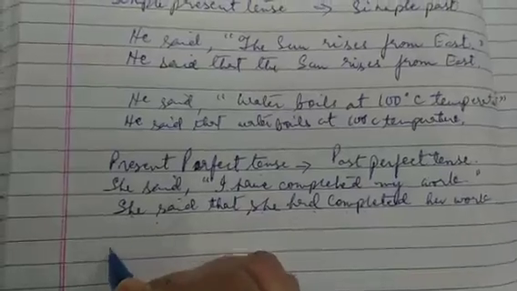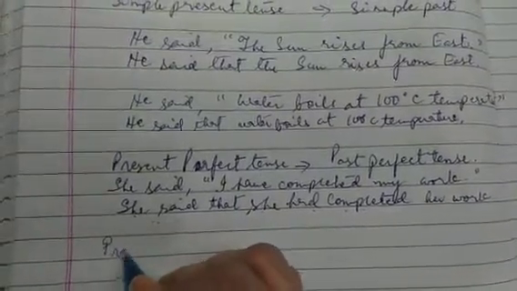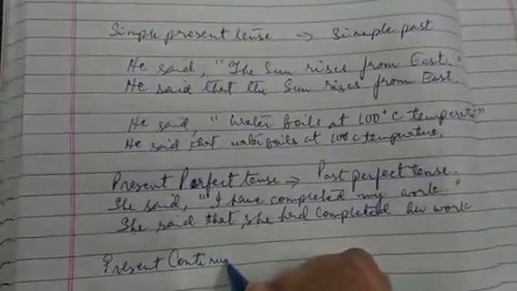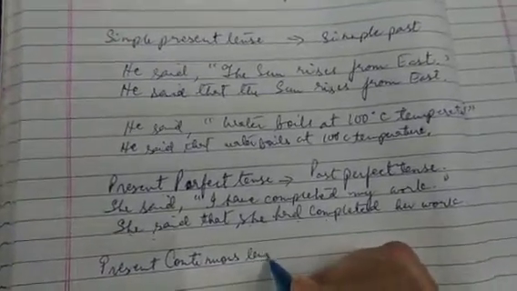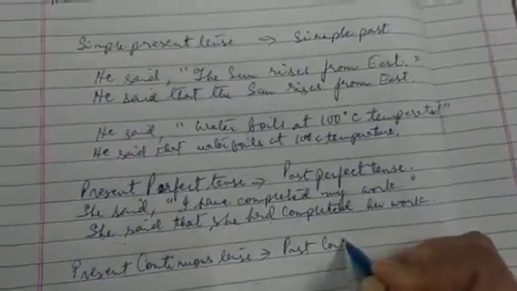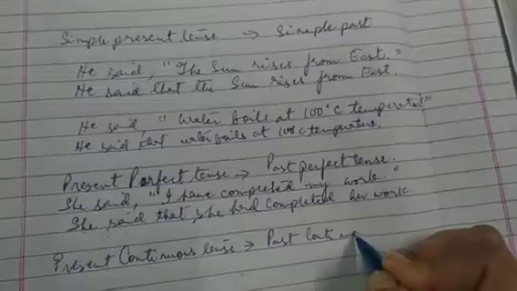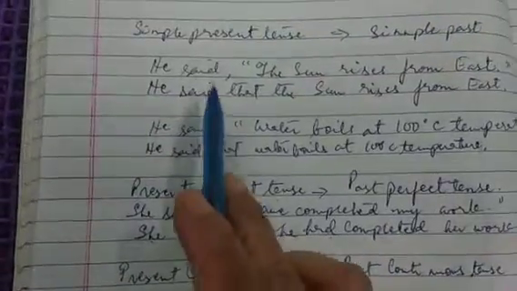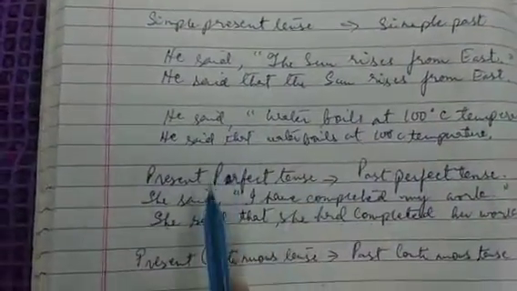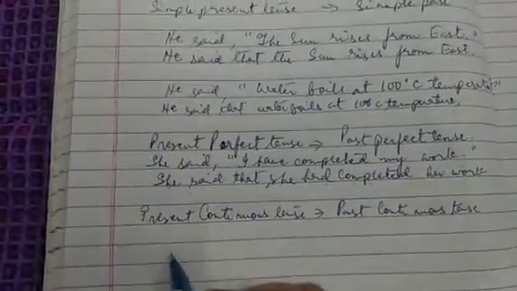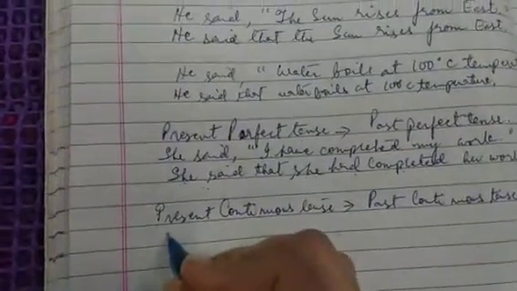Next we have, in the present tenses, present continuous tense. This present continuous tense changes into past continuous tense. That is what we see, that the present tense changes into the similar kind in the past. Simple present, simple past. Present perfect, past perfect. Present continuous, past continuous. Let us see an example here.